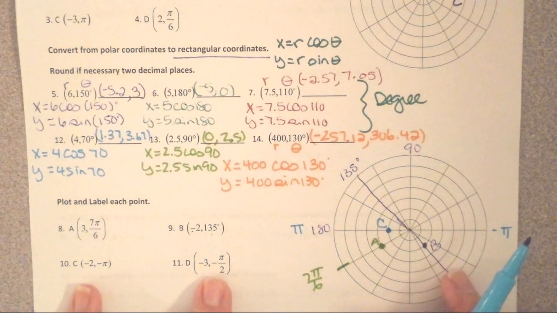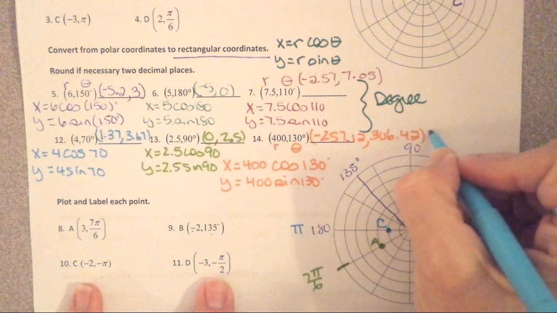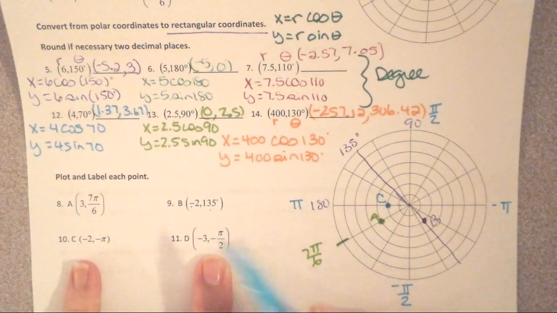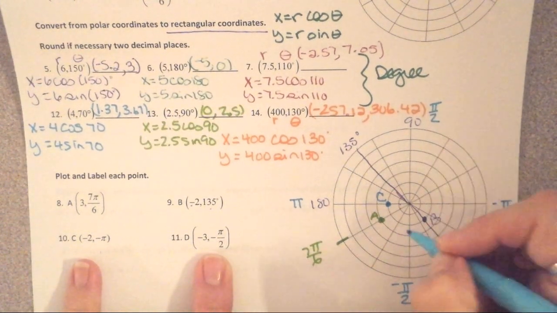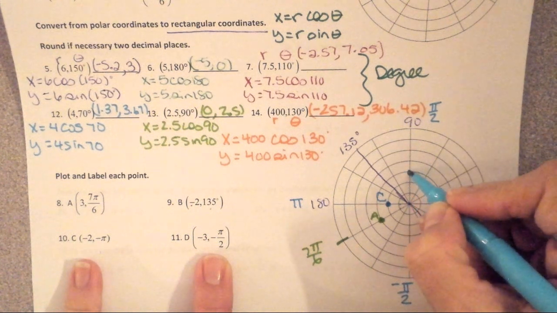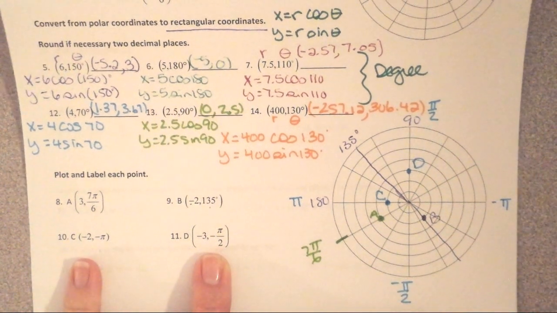And the last one we're going to do is negative pi over 2. Positive pi over 2 is up top, so negative pi over 2 would be at the bottom. And they want me to go 3 away from negative pi over 2, so I'm going to go the opposite direction. 1, 2, 3. And I'm going to label that point D.